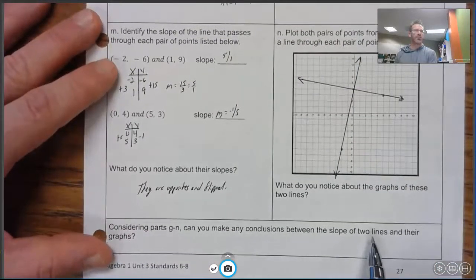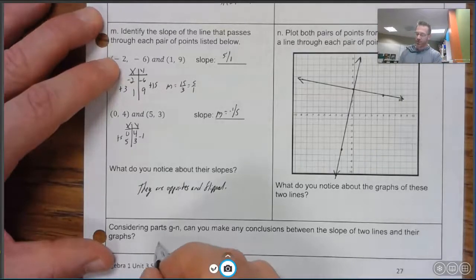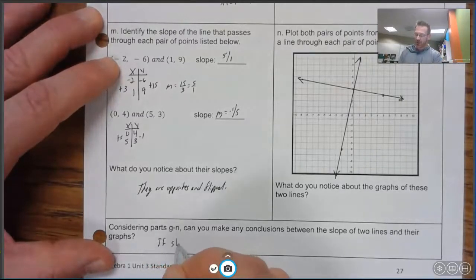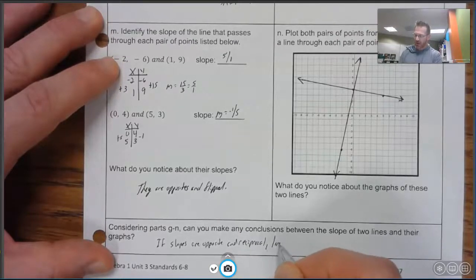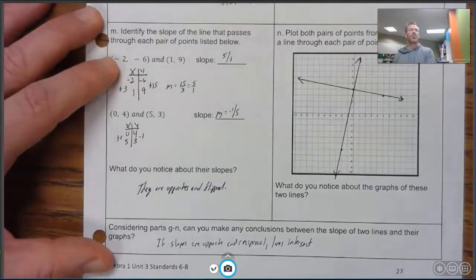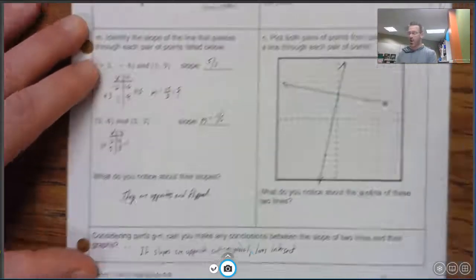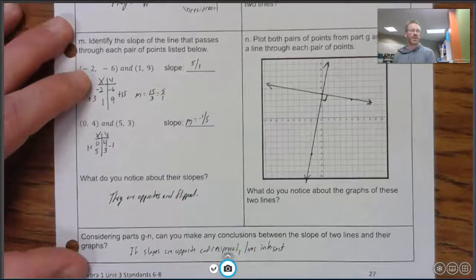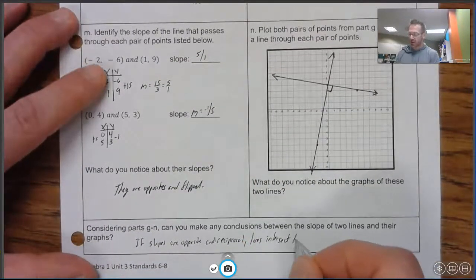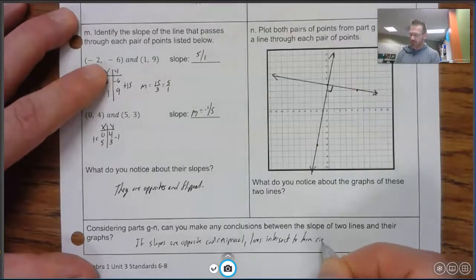So here's what we hopefully wanted you to see. One, hopefully you saw that if slopes are opposite and reciprocal, lines intersect. And we want you to know that they intersect in a specific way. The way they intersect is that they form a right angle. They are perpendicular to each other. The lines intersect to form right angles, and this means they are perpendicular.